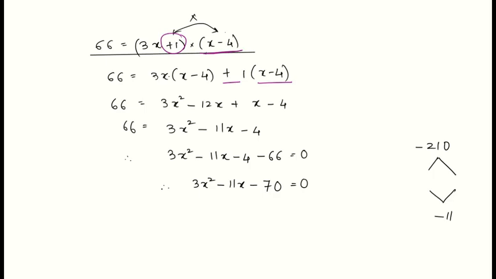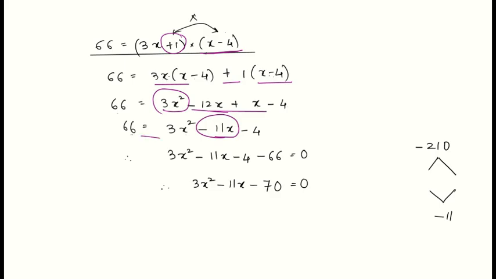Therefore, on solving this, we will get 66 is equal to 3x into x will get 3x square. 3x into minus 4 will give us minus 12x. Plus 1 into x is plus x. Plus 1 into minus 4 is minus 4. Solve this now. 66 is equal to 3x square minus 12x plus x will give us minus 11x, minus 4 as it is.